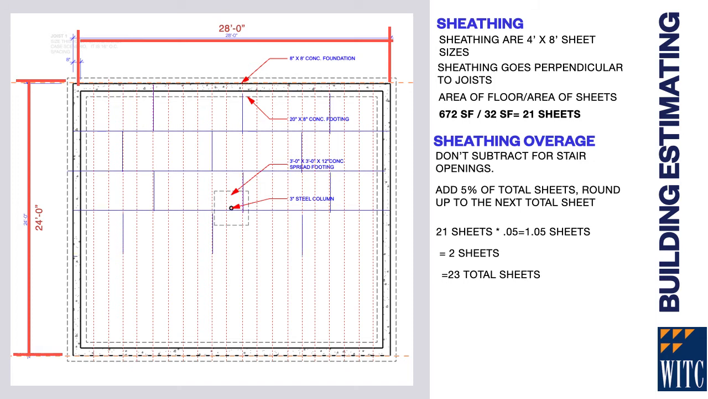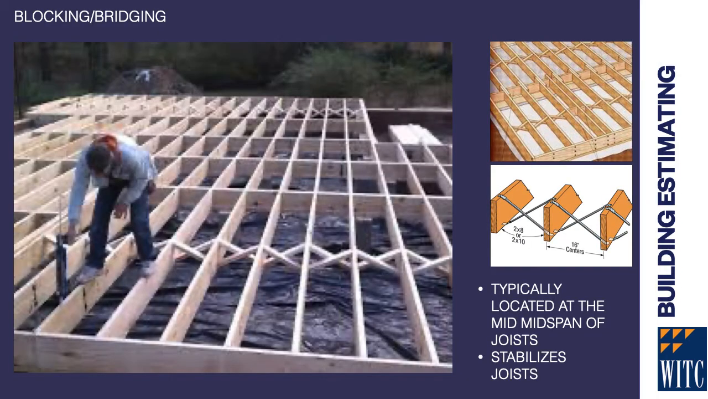Again, our sheets are going perpendicular, and we would stagger them too. So we would start in a corner with a sheet, and if we do have a cutoff on the other side, we'll take it and start the second row with it. We do have our blocking, which I went over a little bit earlier, but that's going to be basically in between each span.